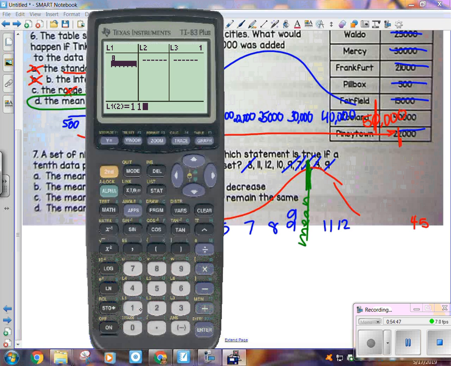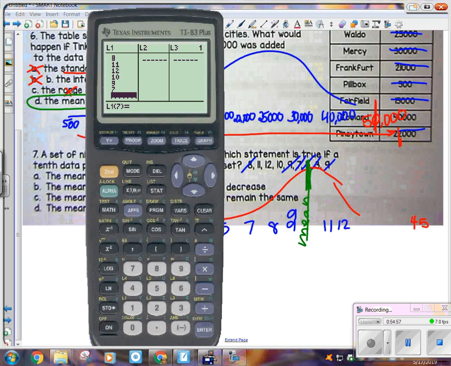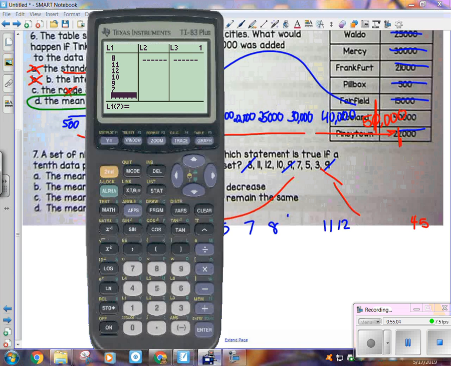8, 11, 12, 10, 9, 7, 5, 3, 9. So 1, 2, 3, 4, 5, 6, 7, 8, 9. Yep, got them all in there.